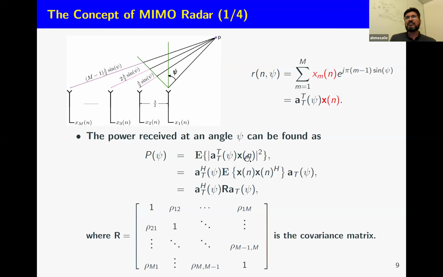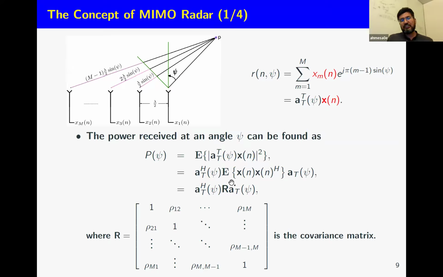Here, the only thing which is changing is the transmitted waveforms. So if I expand this equation, I can write it in this form, and this thing is nothing but the covariance matrix of the waveform that we are transmitting. So P(ψ) is equal to the steering vector, then we have the covariance matrix, and then again we have a steering vector.